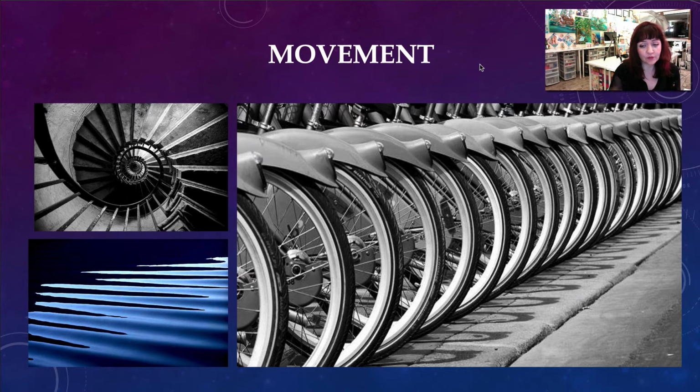When you're looking for movement around you, these are some good examples. These bikes are in a row and they convey movement. Or looking at this staircase, the repetition of the stairs going down and forming that circular form creates movement. Or even these nice shadows and the waves on the surface of the water. As you can see, all three examples have movement in them.